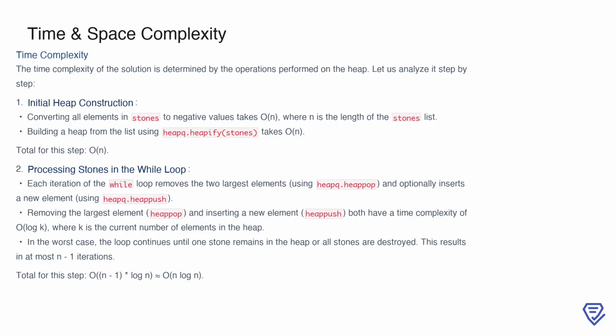After that, we process the stones in a while loop. In each iteration, we remove the 2 largest stones using heap pop, and if there's a resulting stone, we insert it back using heap push. Both of these operations run in log k time, where k is the number of elements in the heap. The loop can run up to n-1 times in the worst case, resulting in a total time complexity of n-1 * log n, which simplifies to n log n.